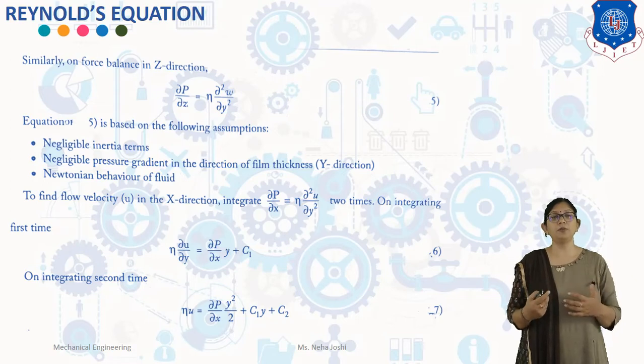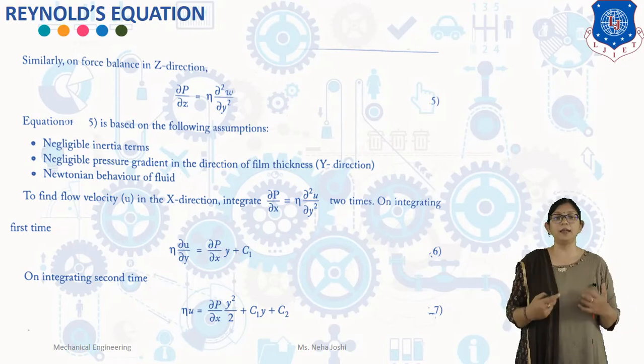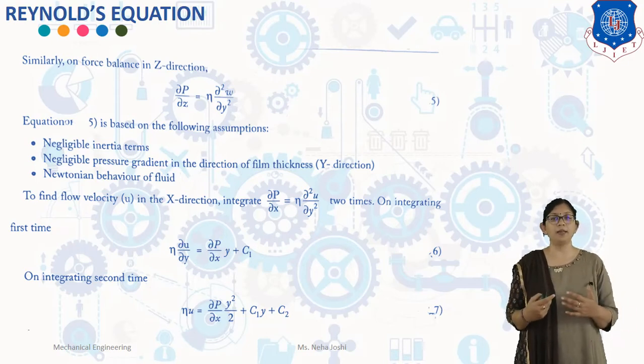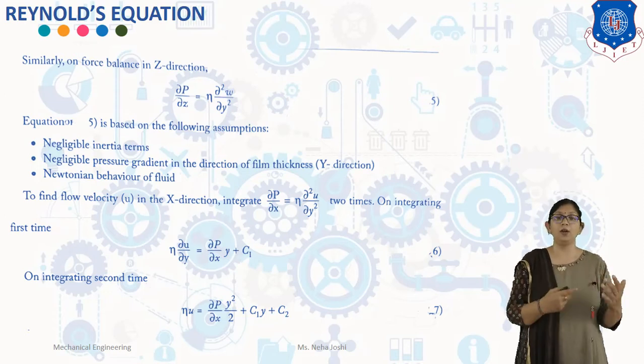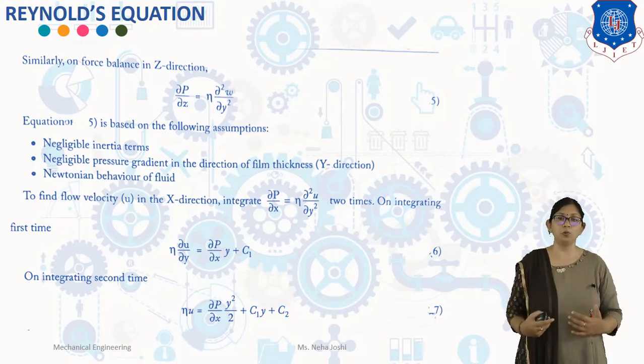Now, to find the velocity u in the x direction, integrate del P by del x is equal to eta del square u by del y square two times. On integrating the first time, we get eta del u by del y is equal to del p by del x into y plus c1. On integrating the second time, we get eta u is equal to del p by del x into y square by 2 plus c1 y plus c2.